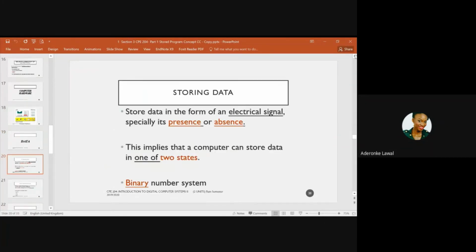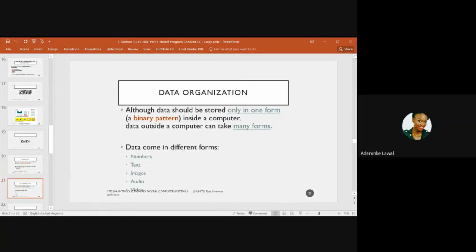So now let's talk about storing data. Data is stored in the form of electrical signals, and this is usually done in binary form. If you send a file to your flash drive, and for some reason that flash drive is problematic, you would notice that the thing is either there or it's not there. Even when it's corrupted, you say, fine, you cannot access that thing. So storage of data is in the form of an electrical signal, and this implies that the computer stores data in binary. When you say binary, we mean two states, 0 or 1.